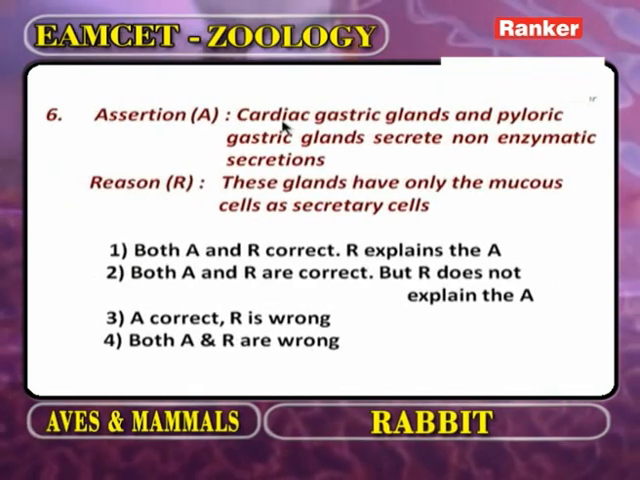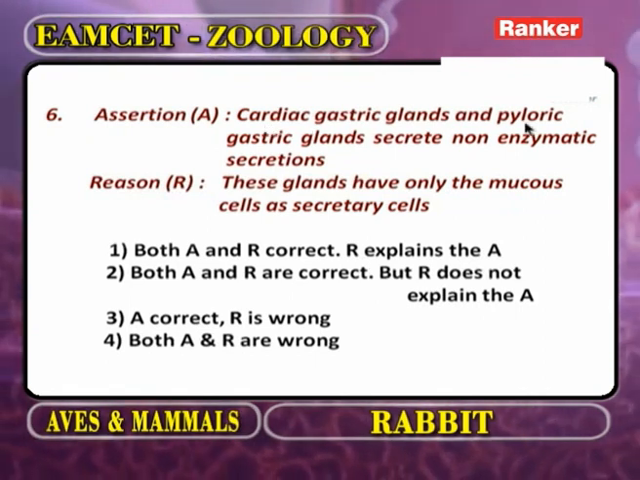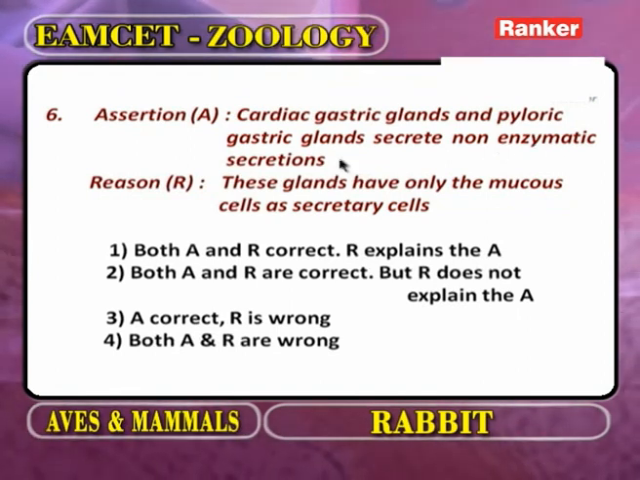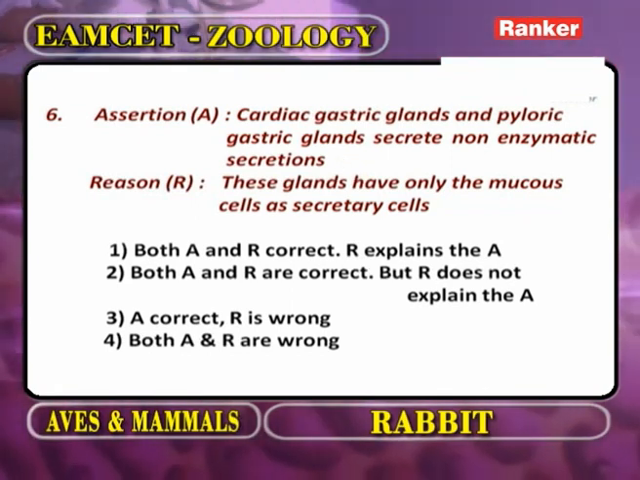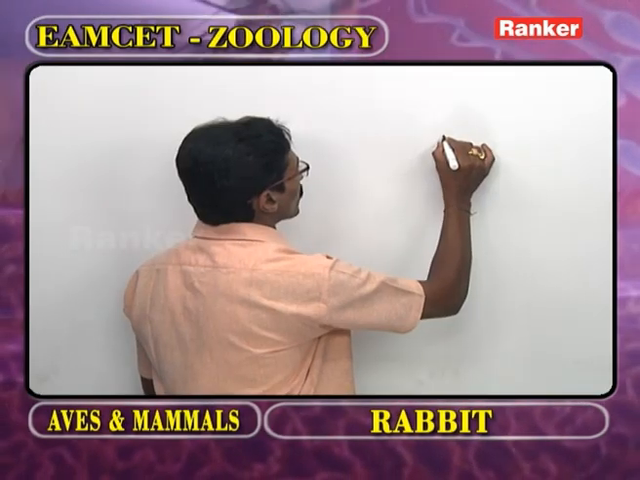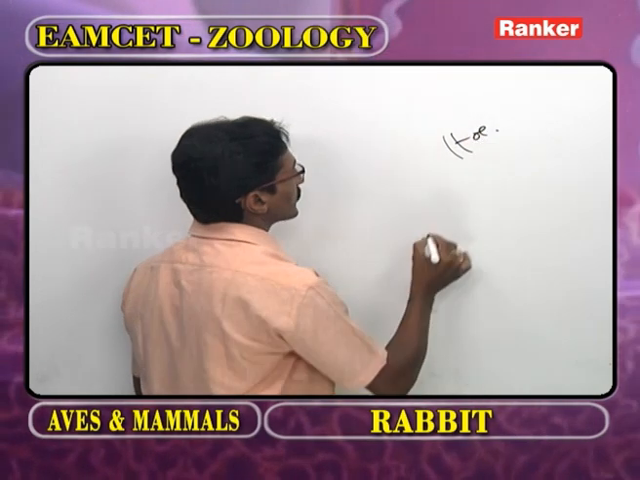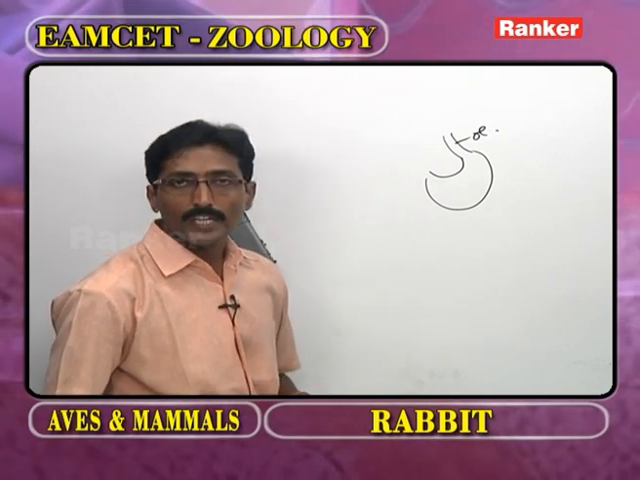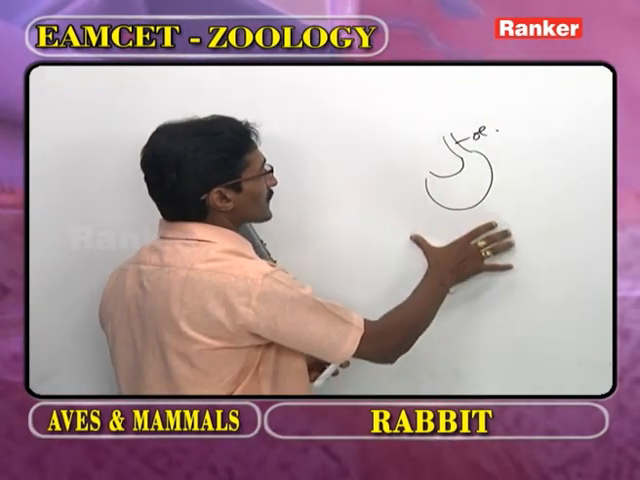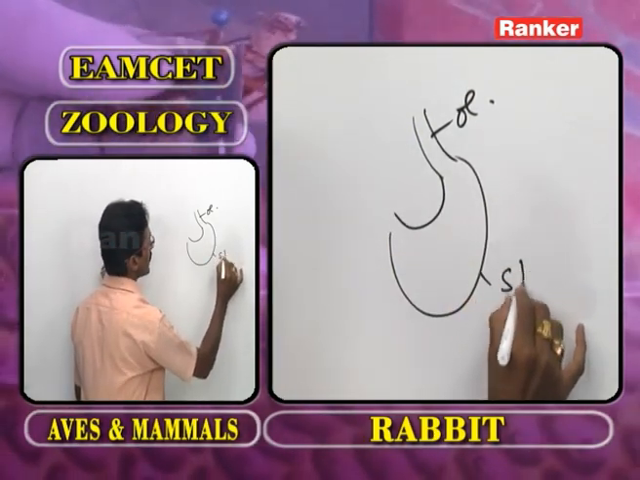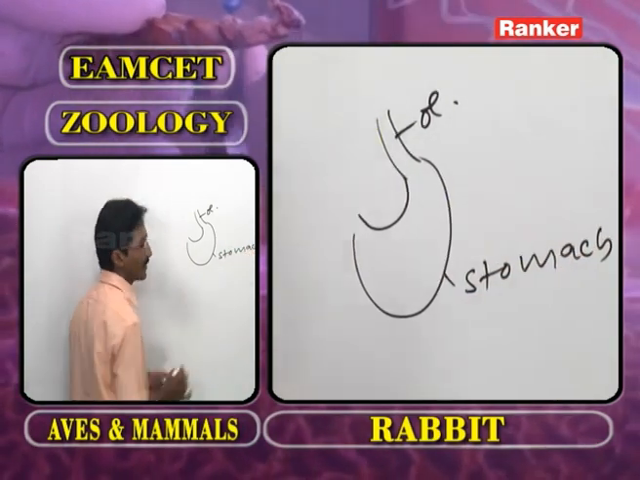Assertion: cardiac gastric glands and pyloric gastric glands secrete non-enzymatic secretions. Now as we observe the gastric glands, this part we call the esophagus and this one we call the stomach. In the body of vertebrates, in the alimentary canal, the largest part we call the stomach.